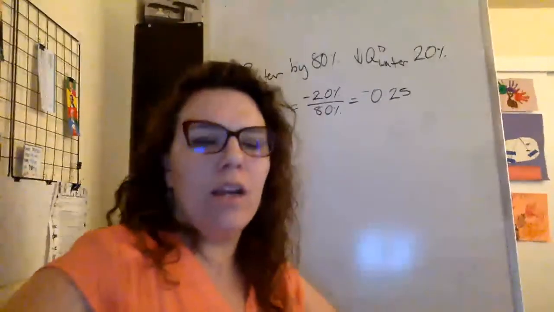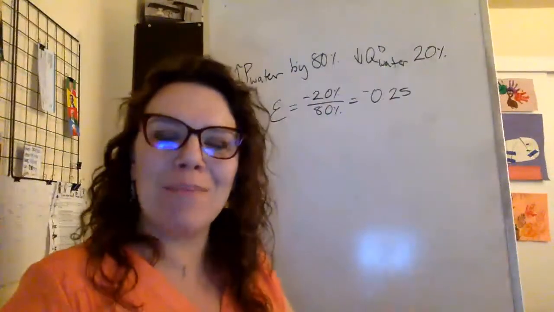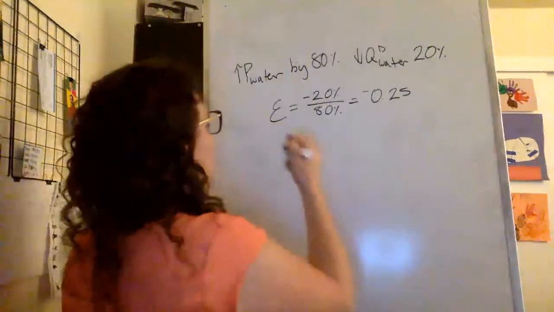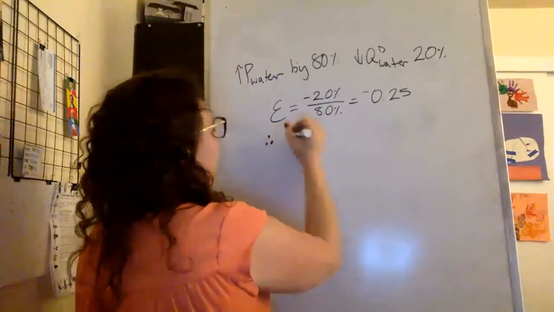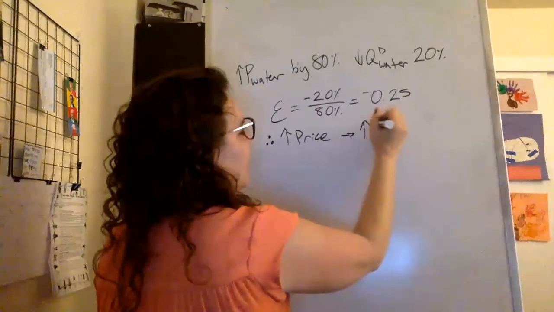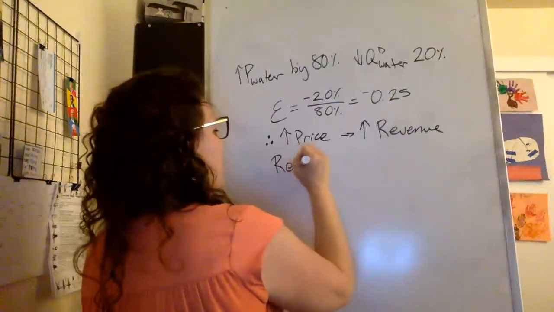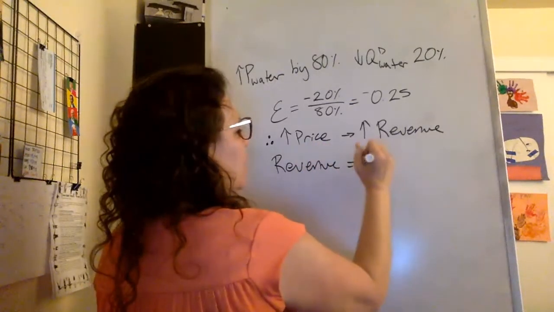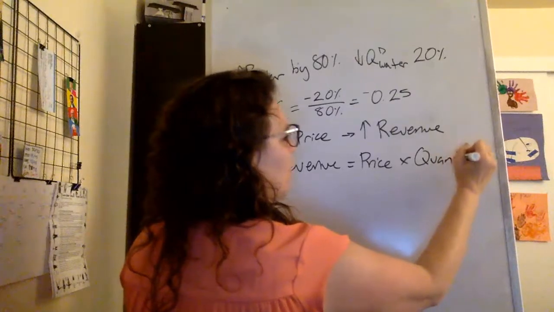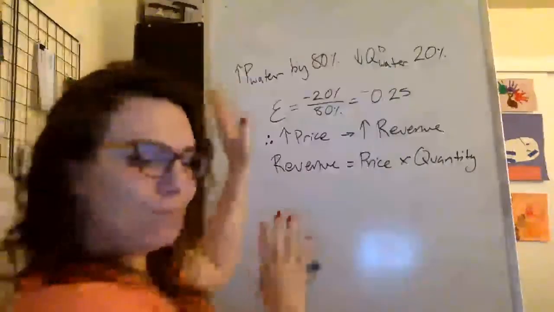That makes sense, right? Water is a necessity. It's hard to get water into your pipes from a source other than your utility, so there's not a lot of substitutes. So we know already that an increase in price, we expect that to have an increase in revenue, right? Because remember that revenue is just price times quantity. So far, so good.